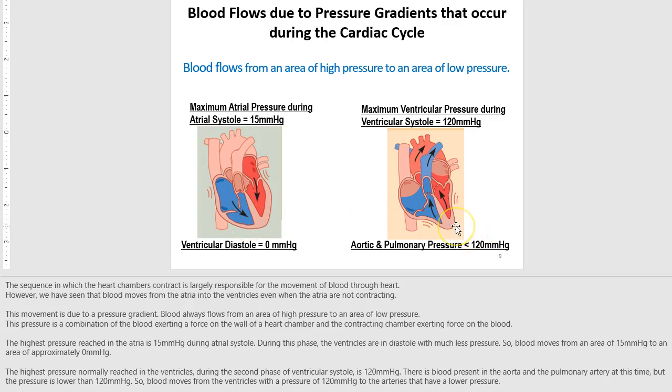The highest pressure normally reached in the ventricles is 120 millimeters of mercury. Now there's usually blood also present in these arteries. It varies how much, it depends, but definitely less than 120. So blood moves from an area with 120 millimeters of mercury to a lower pressure area. Blood always moves from a high pressure region to a low pressure region.